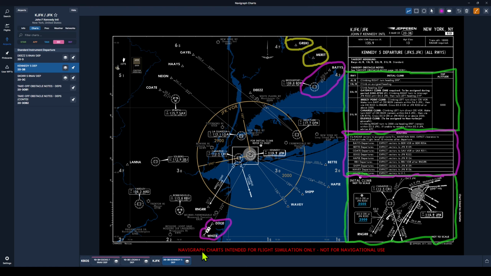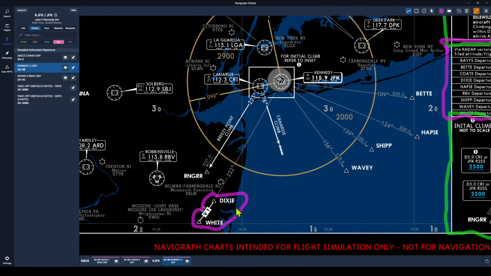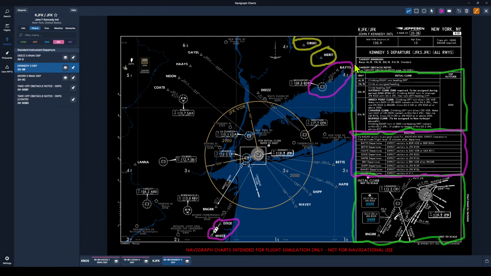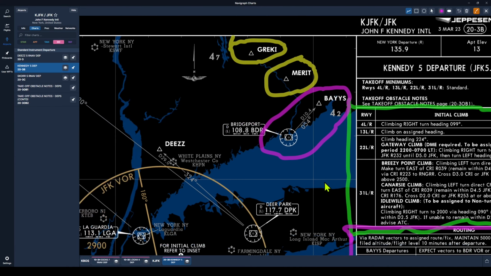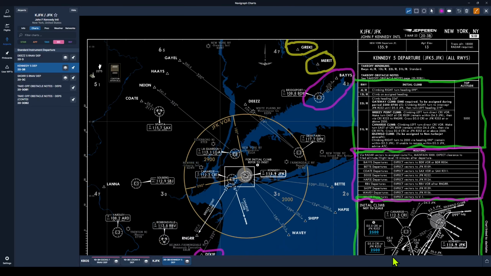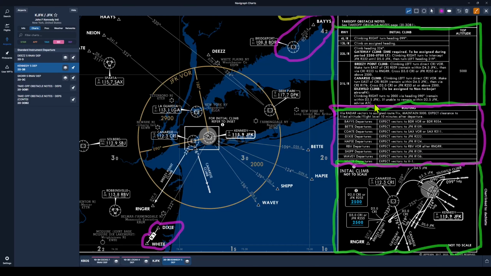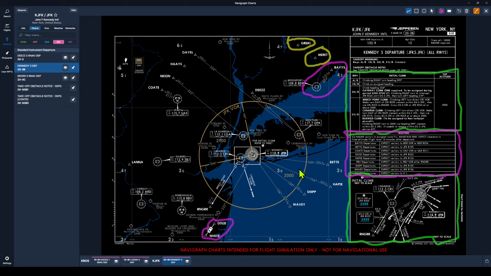As I mentioned before, some of them have a transition attached to them, like Dixie and White, and some of them are given by a VOR radial and a DME distance like base, which is given by the Bridgeport VOR radial and its DME distance. And these transitions are mentioned here in the routing section. Your departure clearance will reveal which of these elements are relevant to your particular flight.